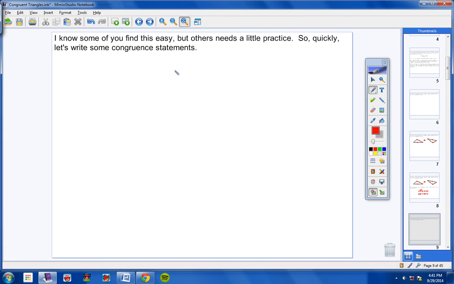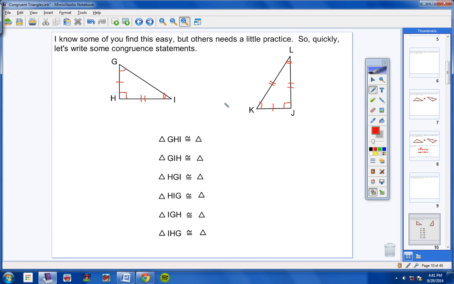Now, I know some of you found this easy, but others need a little practice. So quickly, don't be arrogant and say, oh, some students are slower than others. Let's work together, okay? Quickly, let's write some congruent statements. So in your notes, I want you to copy down these 2 triangles quickly, okay? So copy your triangle like this. Make it a right triangle, okay? And then draw one like this here, over and then up. And even though they don't look congruent, they're totally congruent. In fact, I cut and pasted this triangle. There it is, just like that.